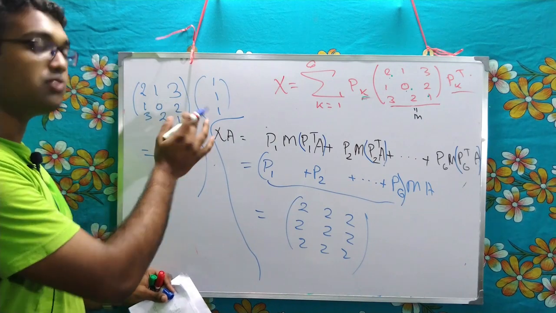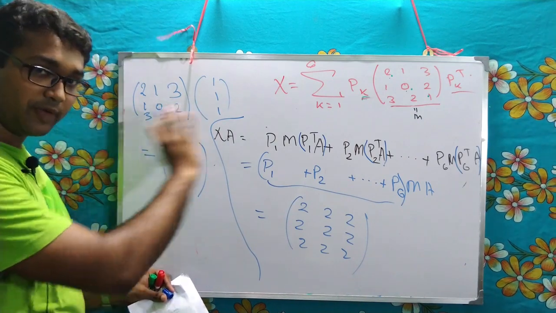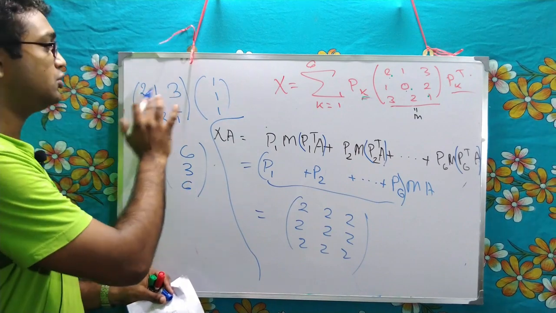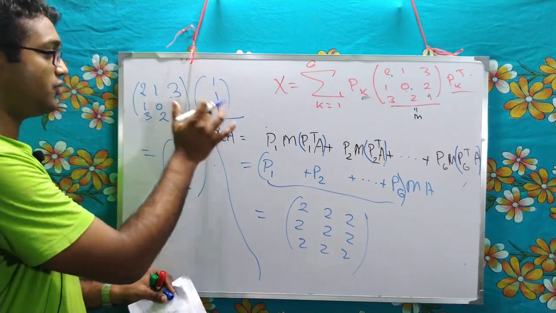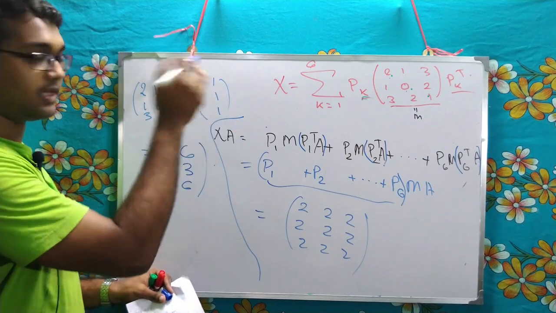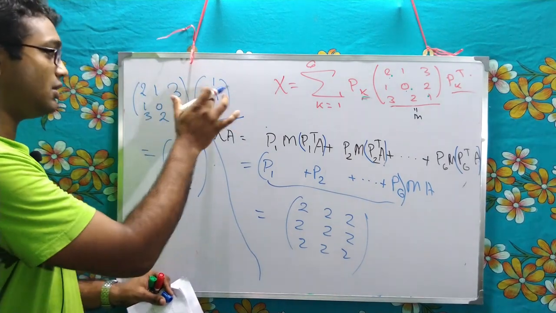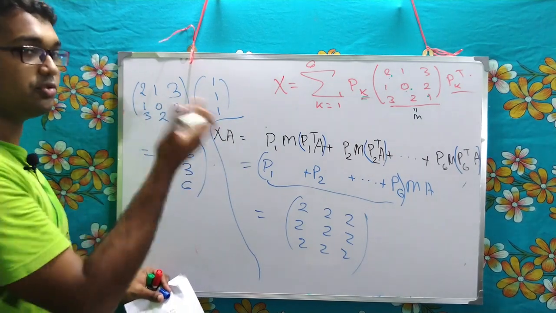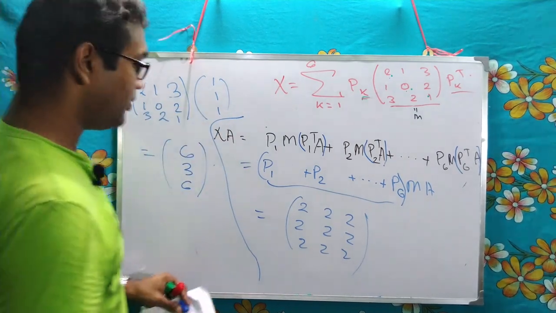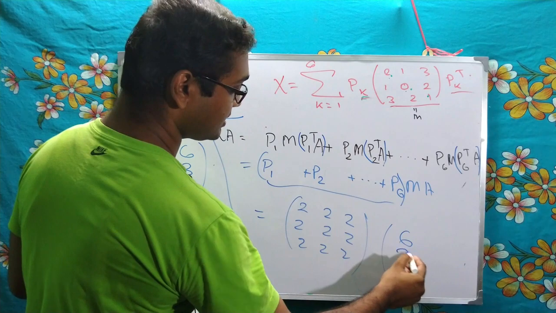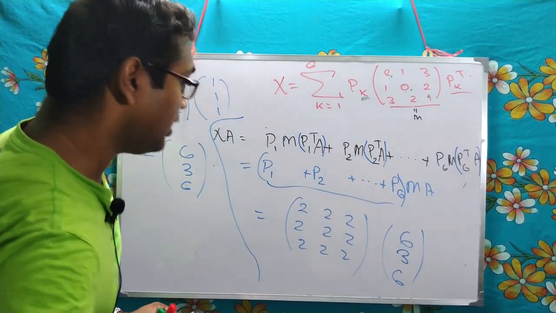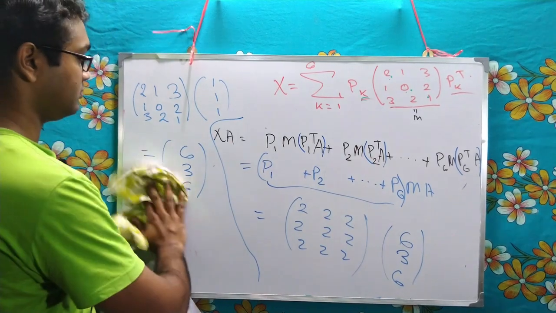If you guys are getting any doubt, you can check by the conventional multiplication. See, 2, 1, 3. 2 plus 1 plus 3, 6. 1 into 1, 1. 0 into 1, 0. 2 into 1, 2. So 1 plus 2, 3. The same, so it is becoming 6. Okay. A very big calculation now I have to do.